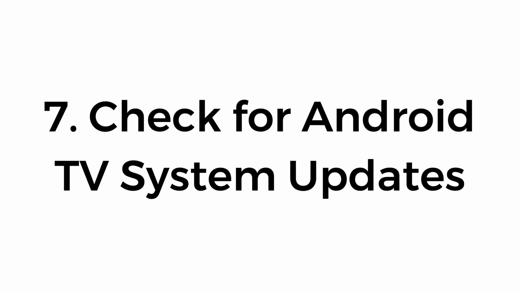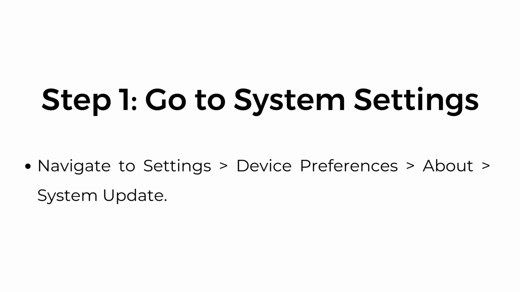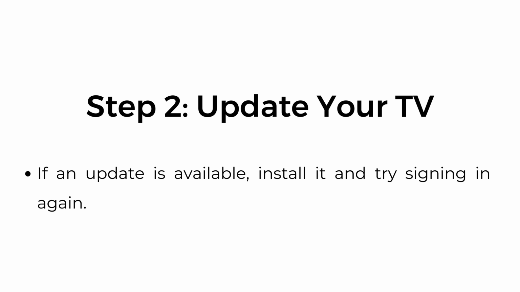7. Check for Android TV system updates. Step 1. Go to System Settings. Navigate to Settings > Device Preferences > About > System Update. Step 2. Update your TV. If an update is available, install it and try signing in again.